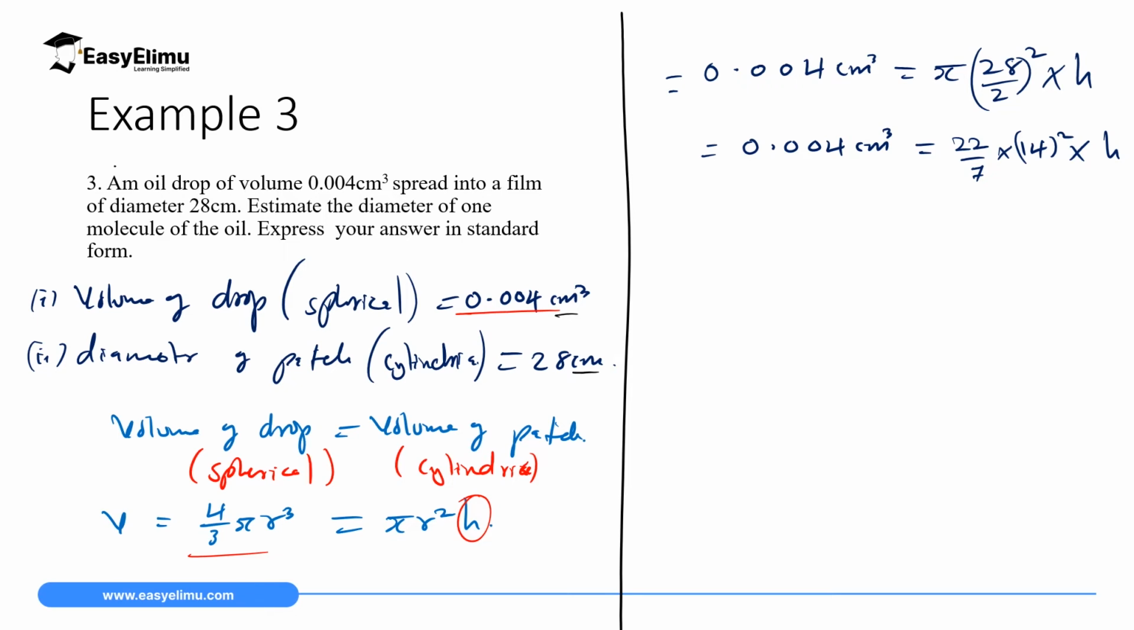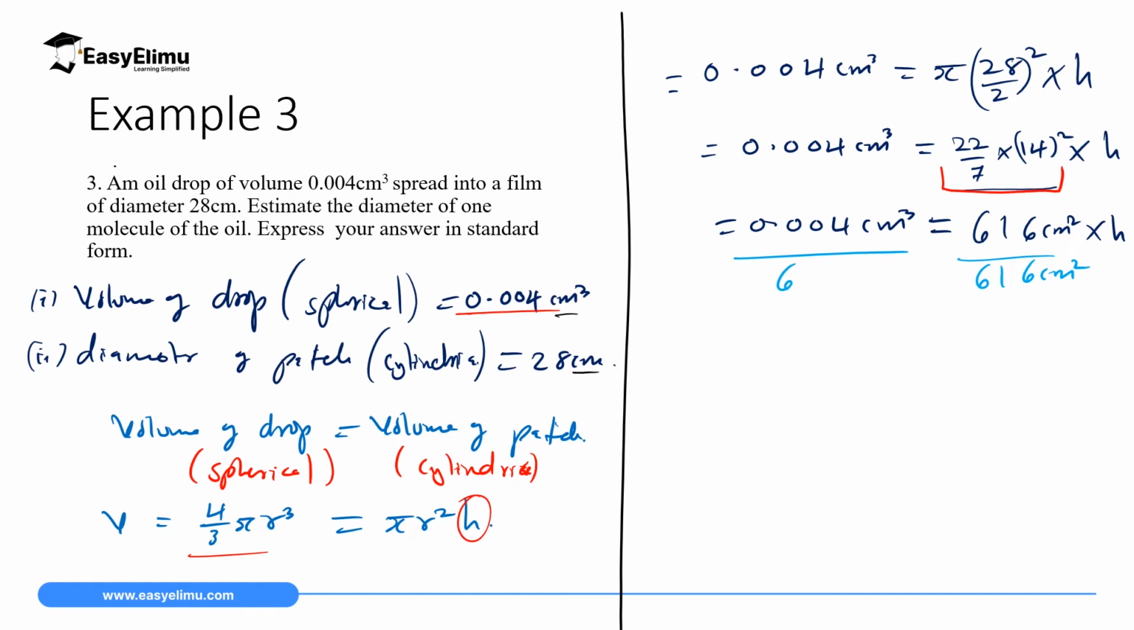Then if we solve this one, 0.004 cubic centimeter is equal to the area, this area here, if you solve it, it will give you 616 square centimeter times h. So if you need h now, you will divide by 616 square centimeter and divide the other side by 616 square centimeter. So on the right hand side, this one will go like that.